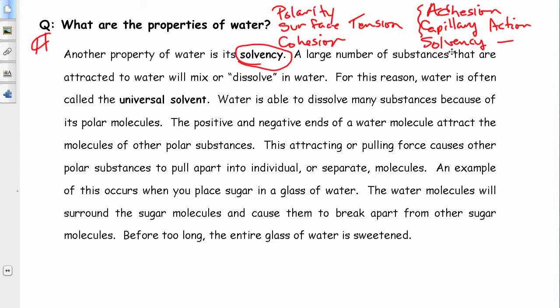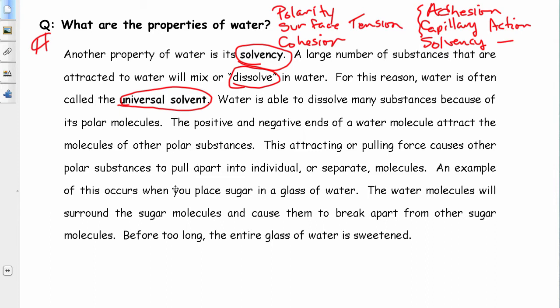A large number of substances that are attracted to water will mix or dissolve in water. For this reason, water is often called the universal solvent. Notice how all three of these words have the same root. Water is able to dissolve many substances because of its polar molecules. The positive and negative ends of a water molecule attract the molecules of other polar substances. This attracting or pulling force causes other polar substances to pull apart into individual or separate molecules.